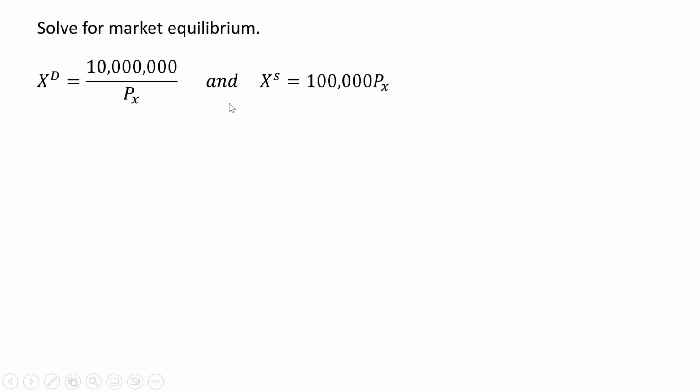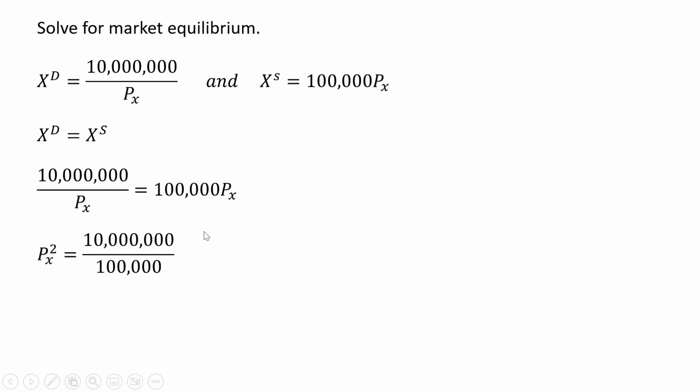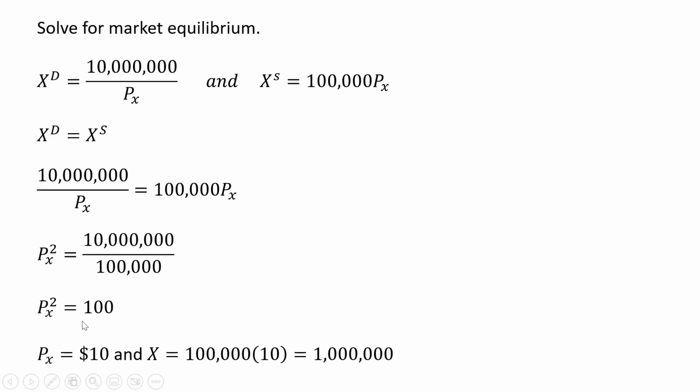Now, as for the equilibrium, that was our goal. Let's solve for the market equilibrium. We got the market demand and the market supply. We're going to set the quantity demanded equal to the quantity supplied. Setting those two equations equal to one another, I'm going to multiply through by the price of good X and divide through by 100,000. So we're going to have the price of good X squared over the following, which will just simplify to 100. 10 million divided by 100,000 is 100. And now taking the square root of both sides, get rid of this squared term. The square root of 100 is 10. To get the equilibrium quantity, take this $10 and plug it back into either the demand or supply equation. Doing that, we'll see the equilibrium quantity is 1 million units.